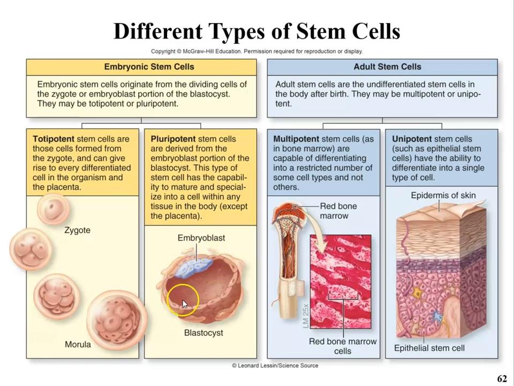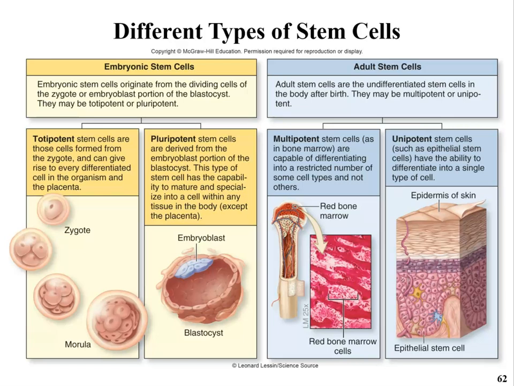So here in the blastocyst, you've already differentiated a little bit. You've differentiated into embryoblast cells. So these cells can go on to become any kind of cell in the forming embryo. So not the placenta. These can be any cells but the placenta, essentially. Then you get to adult stem cells. So adult stem cells are the undifferentiated stem cells in the body after birth.